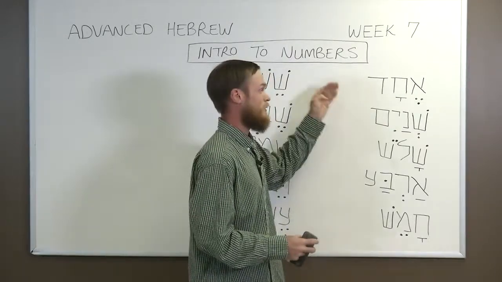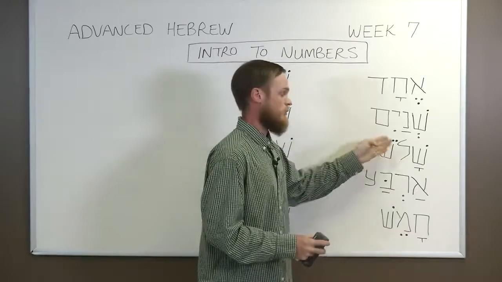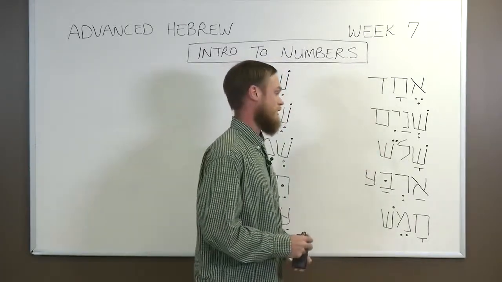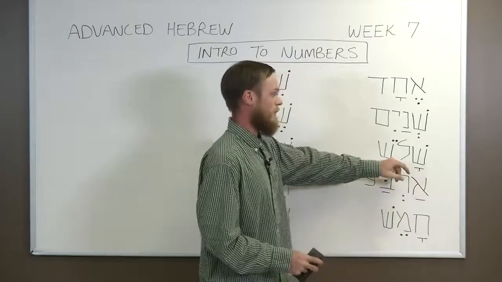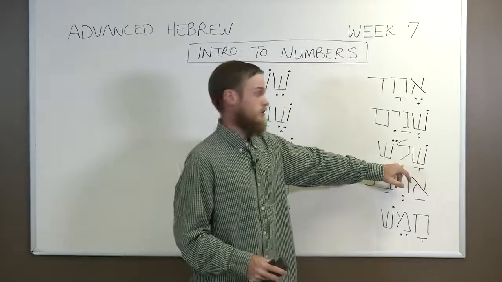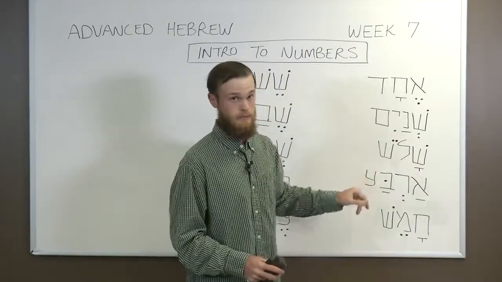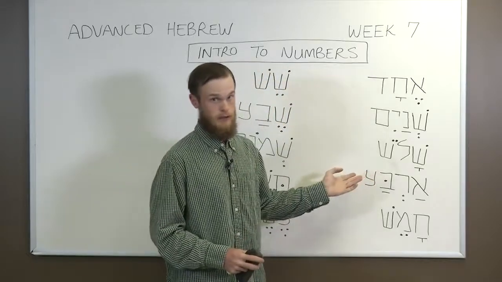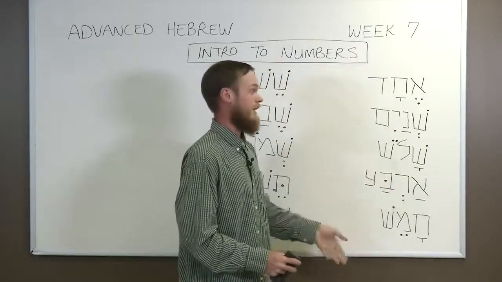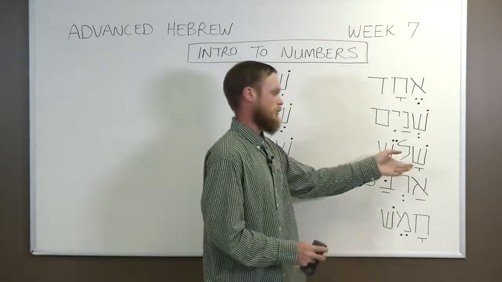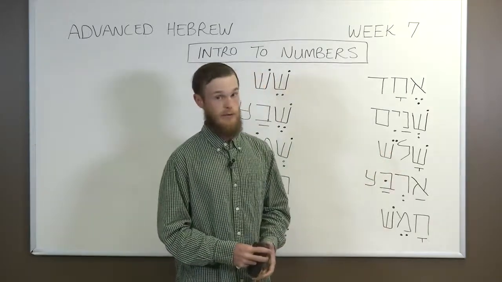So 1 and 2 have to match the gender of the noun. 3 and above have to not match the gender. In other words, if we say 3 men, we have to use the feminine form of 3, which is shalosha. Okay, so we would say anashim shalosha, 3 men. For women, we would have to use the masculine form. So we would say nashim shalosh, 3 women.